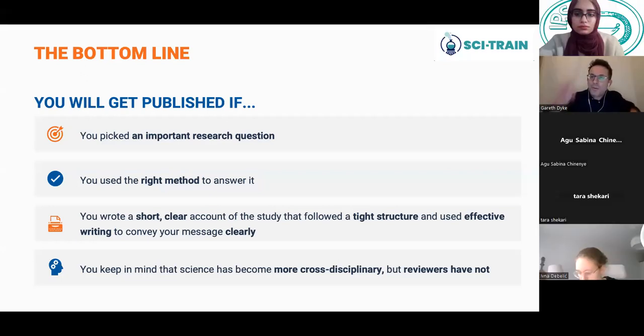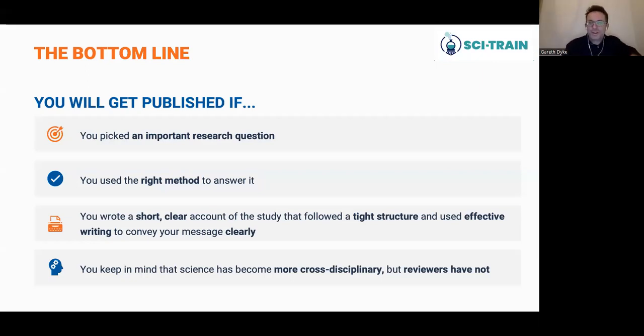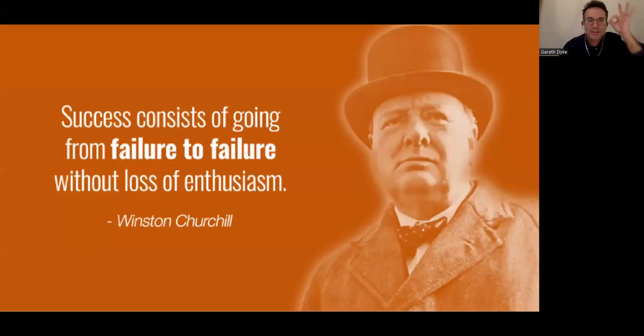Remember that the number one reason for article rejection or problems during peer review is because of issues in the method section. And you will get published if you write a short, clear account of your study, following a tight structure and using effective writing to convey your message clearly. And that's where we can help with seminars and webinars and training sessions like this to help you with your academic writing and publication planning.